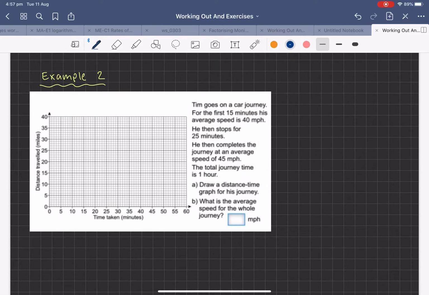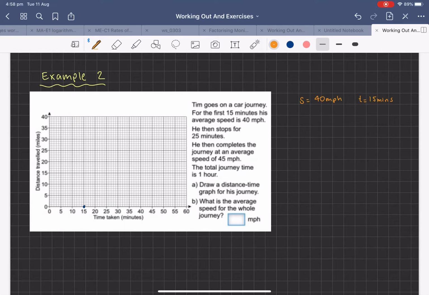Okay, it says Tim goes on a car journey. For the first 15 minutes, his average speed is 40 miles per hour. So what we need to work out, his speed, I'll change the color. His speed is 40 miles per hour, and he does that for 15 minutes. So what I need to work out is how far does he travel?